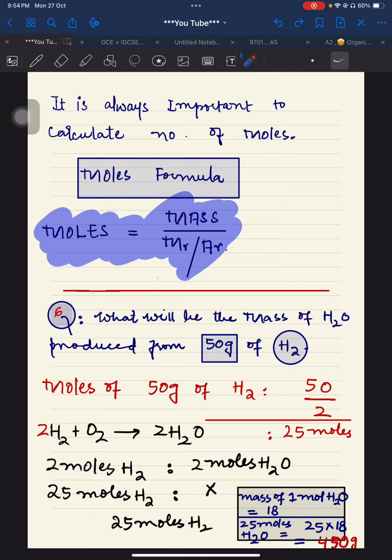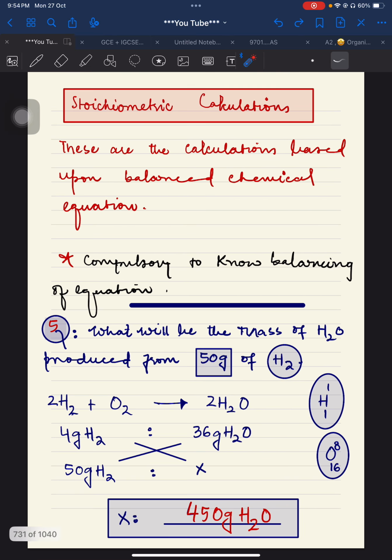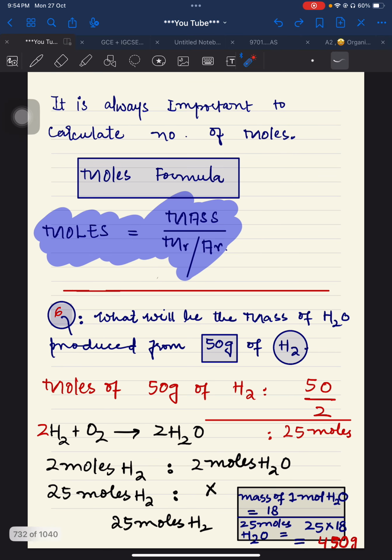The examiner is not asking for the moles, the examiner is asking to calculate the mass by calculating the moles. First we calculated the moles, and from those moles I am saying that 1 mole is equal to 18, so 25 moles will be equal to 25 times 18, which is equal to 450. You can check that the answer remains the same, although we have not calculated the moles in one case and we have calculated the moles in the other.